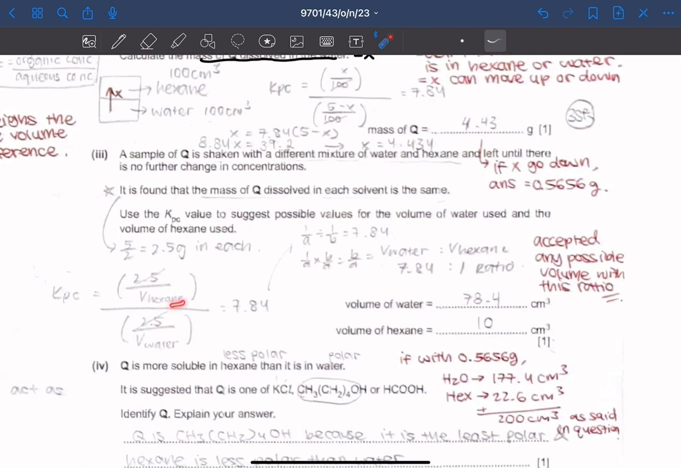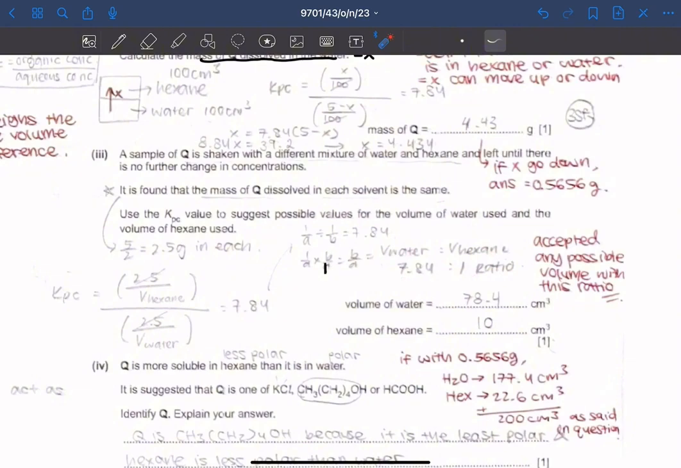Then I can assume that the volume of hexane is equal to A, volume of water is equal to B. So 1 over A divided by 1 over B. You flip this, and it actually becomes B over 1. And then 1 over A times B over 1 is B over A. So B over A is equal to 7.84. So we know that the ratio of B, volume of water, to volume of hexane is 7.84 to 1.